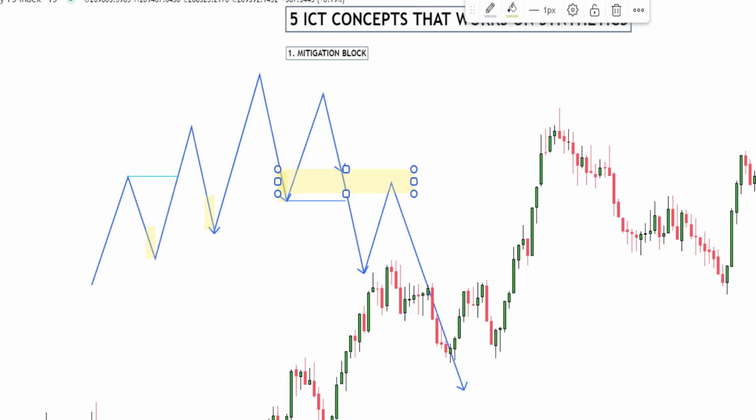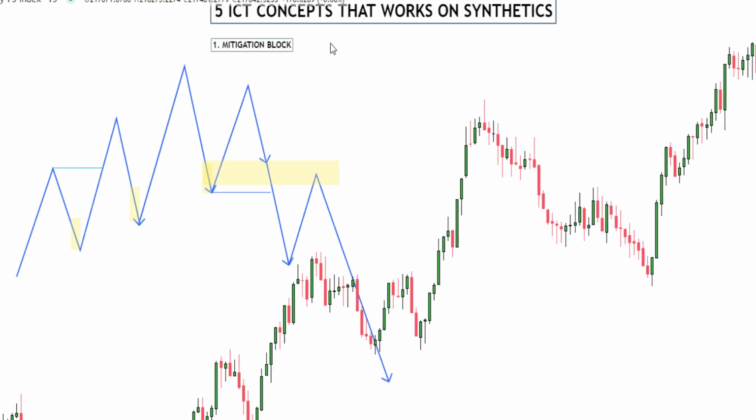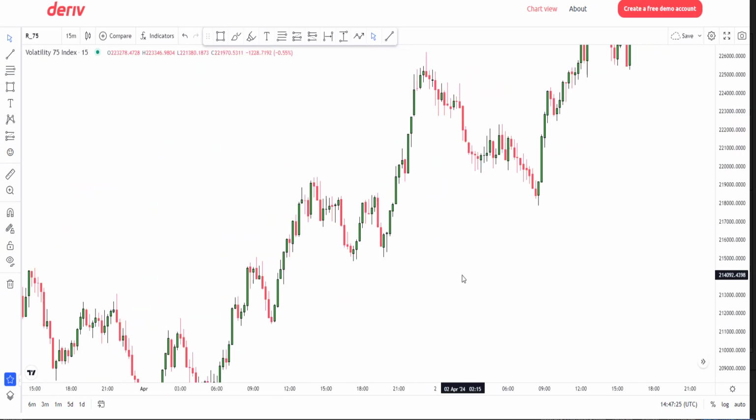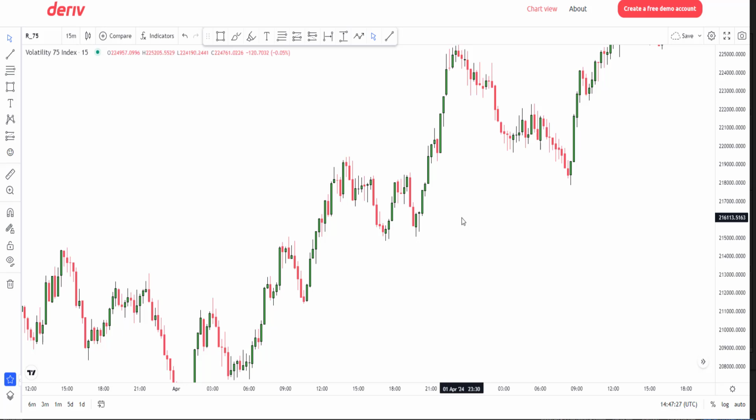So let's check mitigation block on our chart first of all, and then see how we can identify them easily. So now coming back to our charts, let me show you a mitigation block.